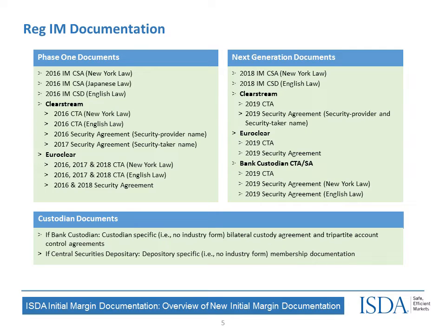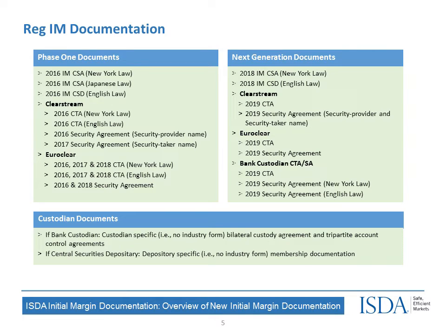The next generation documents from 2018 and 2019 were very much based on those earlier forms. So again, we have a form of New York law CSA, English law CSD, we have Clearstream and Euroclear agreements, and then we have what we call the bank custodian collateral transfer agreement and security agreement that I mentioned just a moment ago. But this isn't the full story. There are, in fact, additional ISDA documents dealing with some local law issues, particularly French law and some Japanese law collateral issues, which are also available.